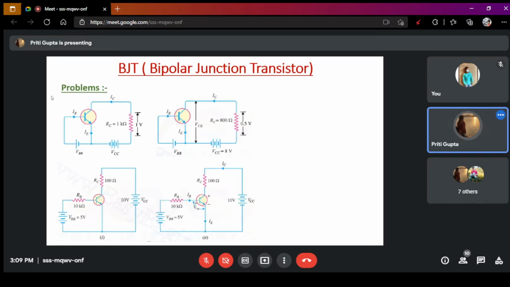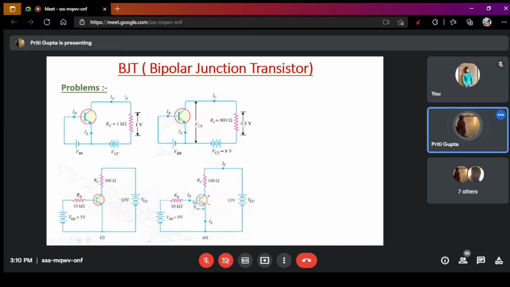Now find out IB. That is 1 milliampere divided by beta, that is 45. Ma'am, IB is 0.02 milliampere. Yes, very good. IB is 0.02 milliampere. Very good. Remember.